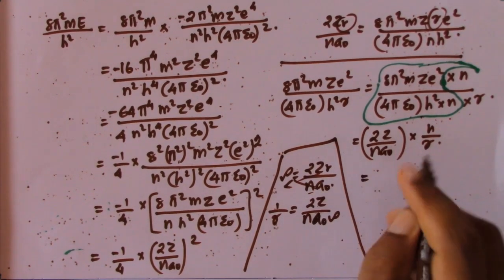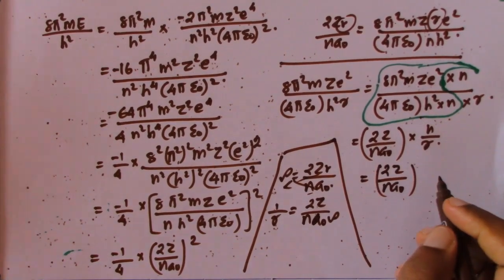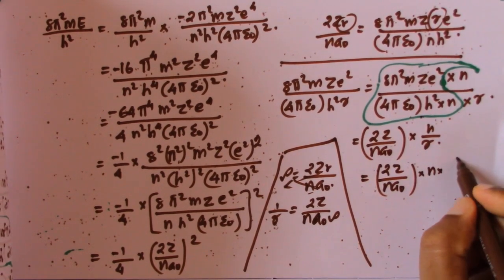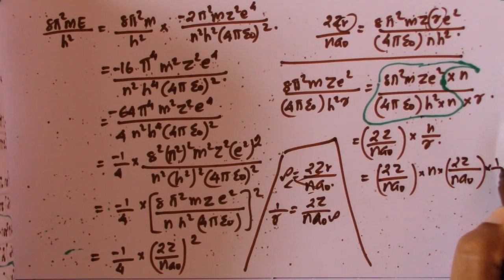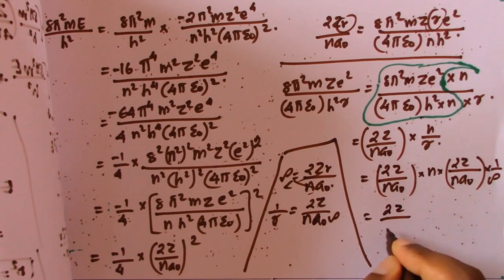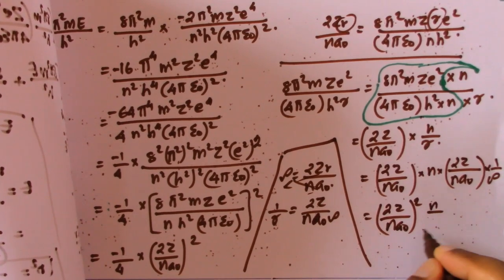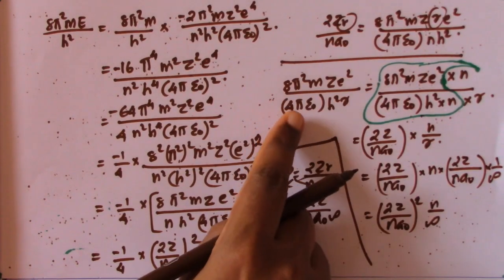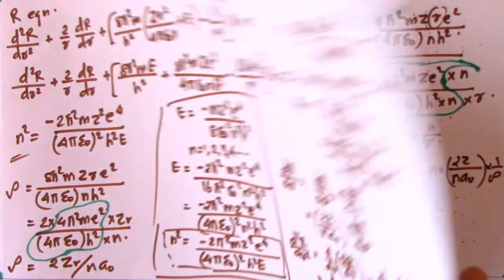We can substitute for 1 by r here as 2z by n a0 into rho. Then we get this one is equal to 2z divided by n a0 into n into 1 by r, that is equal to n into 2z divided by n a0 into 1 by rho. So that is equal to 2z divided by n a0 the whole square into n divided by rho. So we have this simplified parameter as 2z by n a0 the whole square into n by rho.